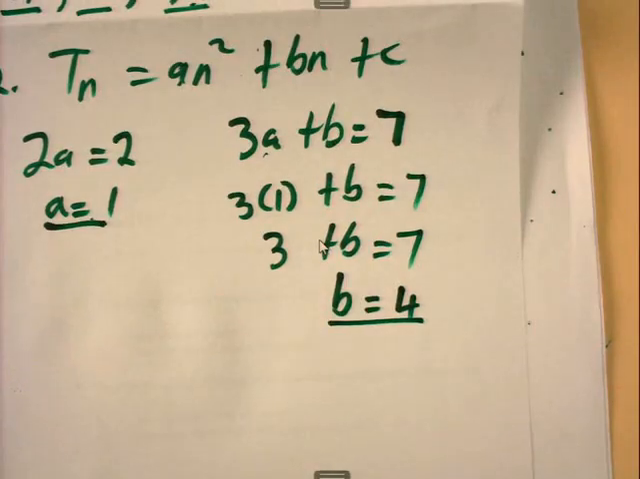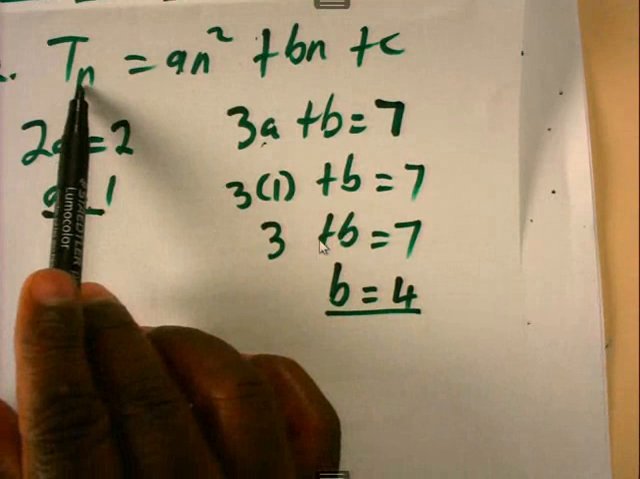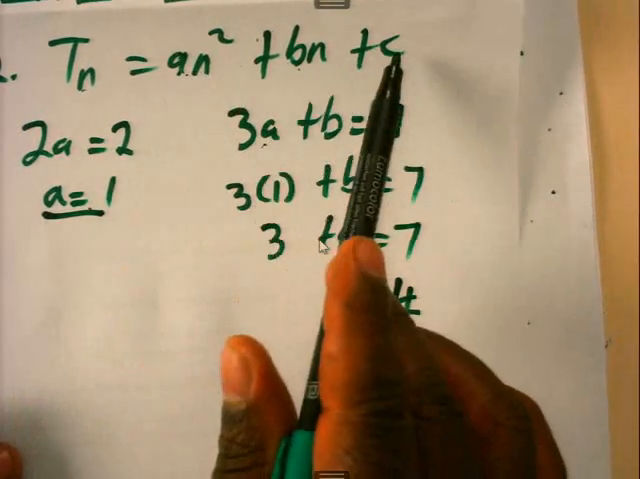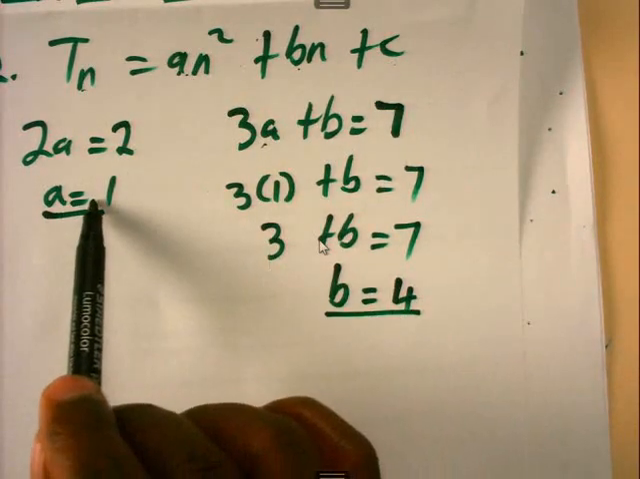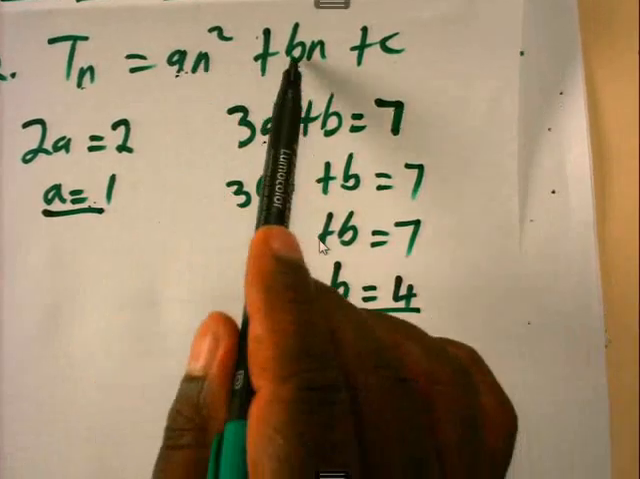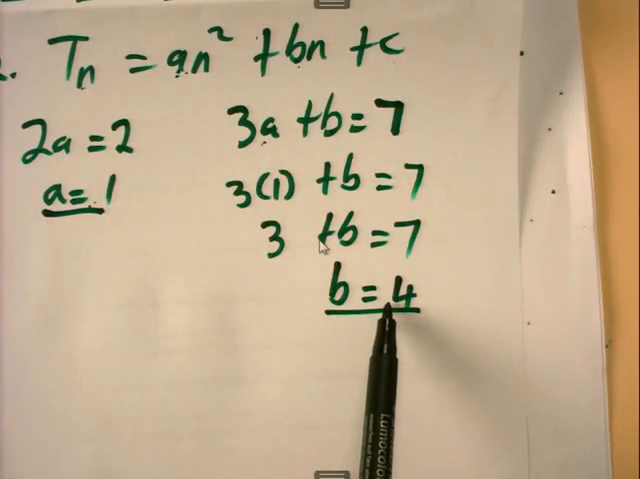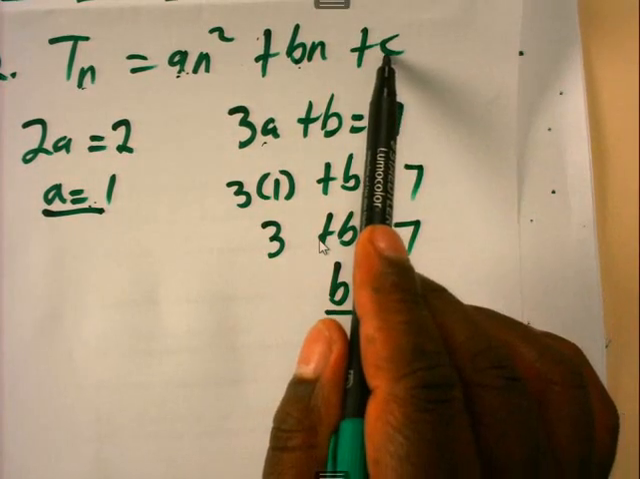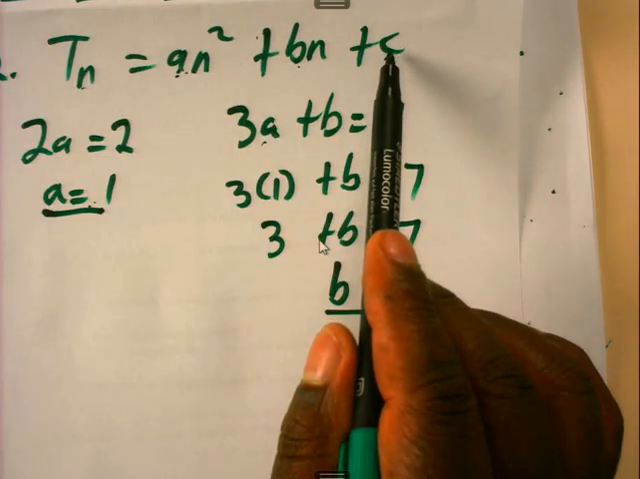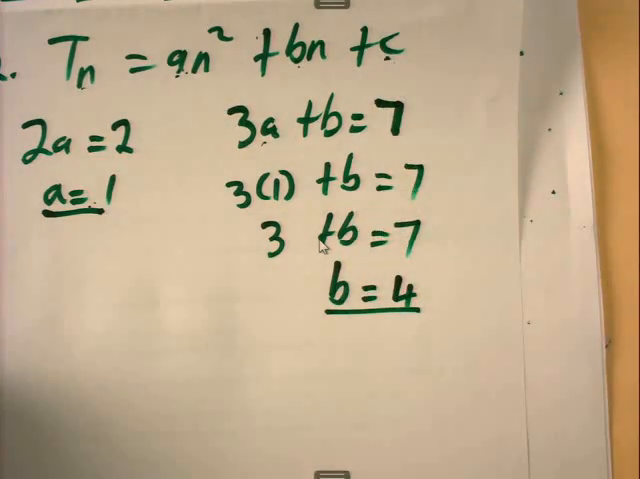We've got the value of a, we've got the value of b. The general term, Tn, is equal to an squared plus bn plus c. Now we've got the value of a, and we've got the value of b as 4. It's correct. Now we only need to determine the value of c. This is how we determine the value of c.